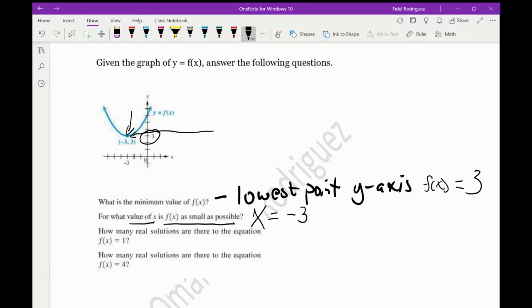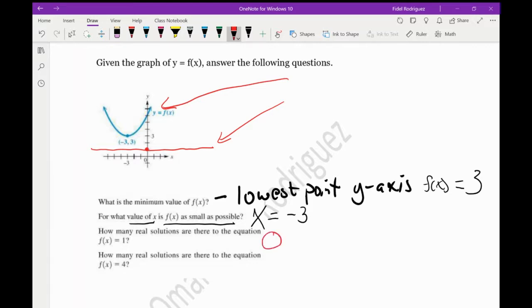Now, the third question says, how many real solutions are there to the equation f of x equals 1? So, let me explain what they mean by that. f of x equals 1 means y is equal to 1. So they want me to draw a horizontal line at y equals 1. They're asking how many times this graph hits that line. You look at the picture and you say, well, it doesn't. So that would mean there are 0 real solutions.